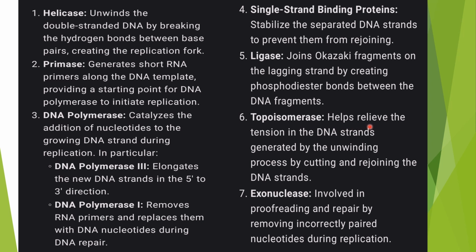Topoisomerase helps relieve the tension in the DNA strand generated by the unwinding process by cutting and rejoining the DNA strands. It means it helps to relieve the tension in single DNA strands. Exonucleases are involved in proofreading and repair by removing incorrectly paired nucleotides during replication. These are the 7 important enzymes that are involved, although there are some other minor proteins also present.